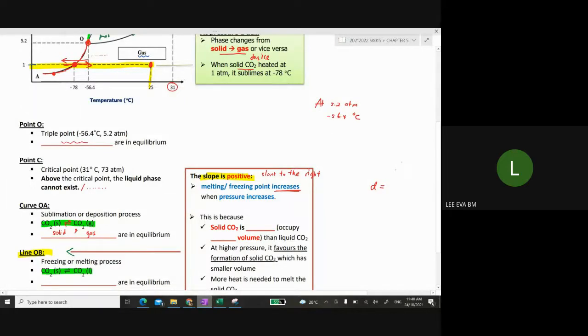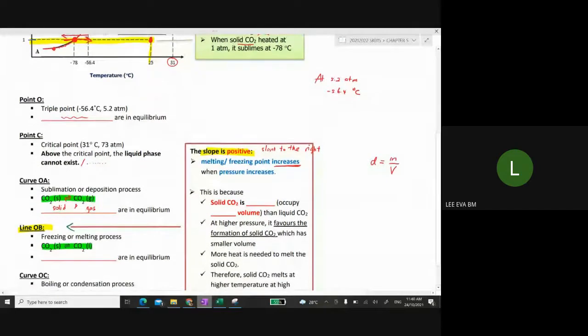What's the formula of density? Mass over volume. So if it's a normal substance like solid carbon dioxide, you usually will have a higher density because it will be denser than the liquid. Okay, so you can also refer to this formula.